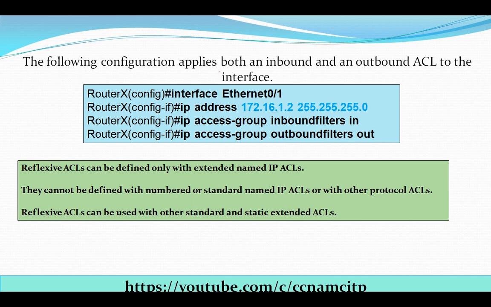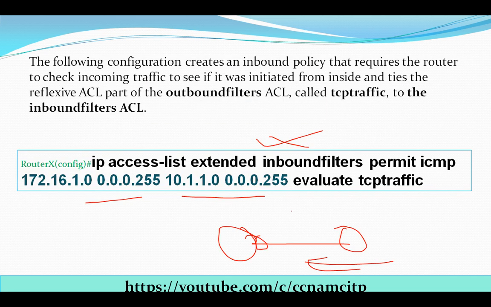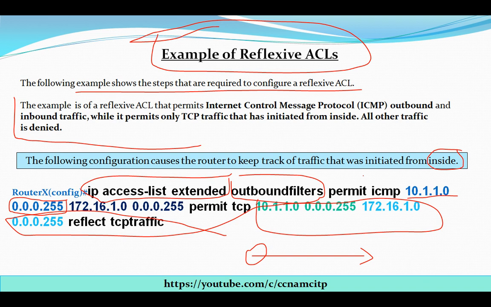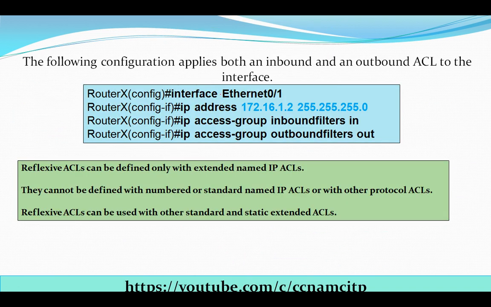The following configuration applies both. What we have done so far, we have made the inbound filter and allowed ICMP, and the rest of the traffic will be denied for inbound and outbound. Now we have to apply this to the interface. The following configuration applies both an inbound and outbound ACL to the interface. So we need to go to interface FastEthernet 0/1.